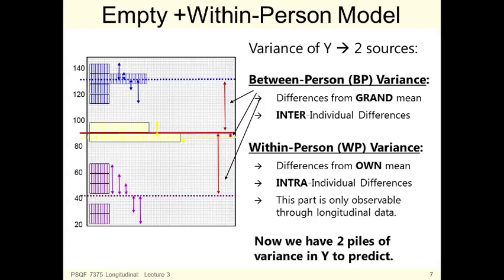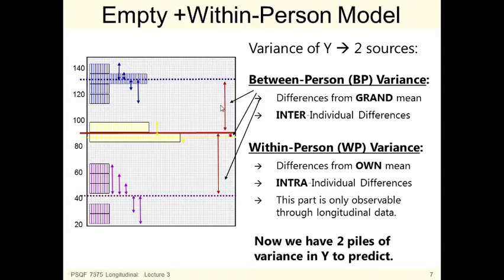So if we put it together, what we're saying is that the total variability in our outcome, where the empty model before would just recreate that variability, in these models, for the very first model we'll estimate, the empty model, is going to be characterized as coming from two sources. First is this idea of between-person variance, which is inter-individual differences or mean differences across people.